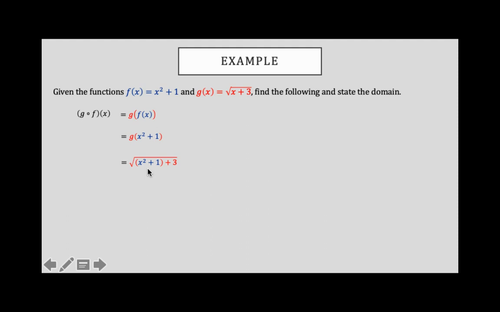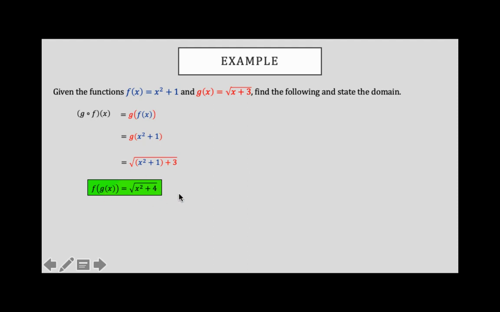So is there any algebra that we can do to simplify? Sure, x squared plus 1 plus 3 gives us x squared plus 4 inside of our radical. Our composite function g of f of x is equal to the square root of x squared plus 4. Notice, do not distribute this radical to both of our terms inside. These are connected by addition. If our terms inside a radical are connected by addition or subtraction, you cannot apply it to both of the terms. This is as simplified as we get.